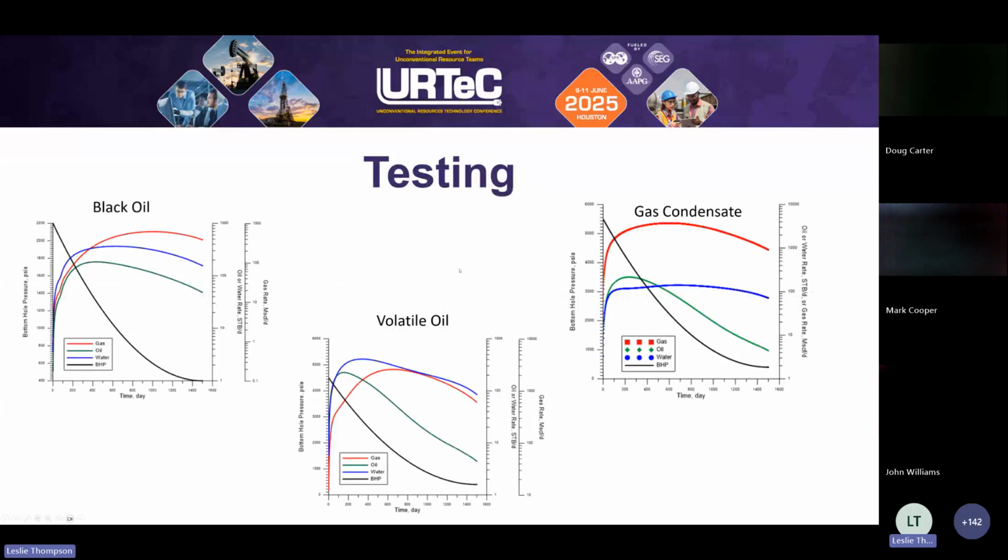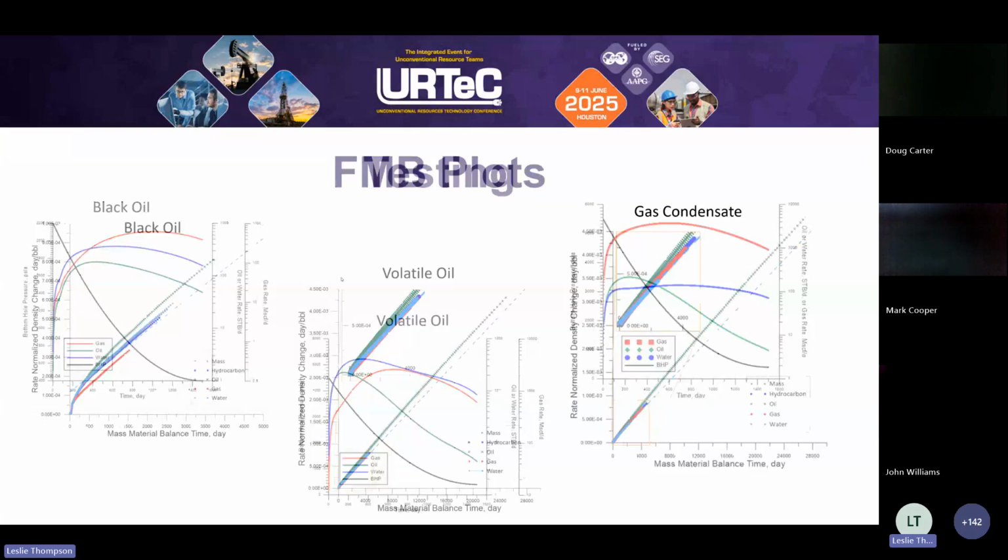Okay, so I asked my friends at Whitson to help me generate some data to test all this stuff, and they gave me some black oil, volatile oil, and gas condensate data, and we generated about 1,500 days of data for each of these types using typical pressure declines that we see in the field. And these are the rate responses that we saw for each of them. Nothing really is special here.